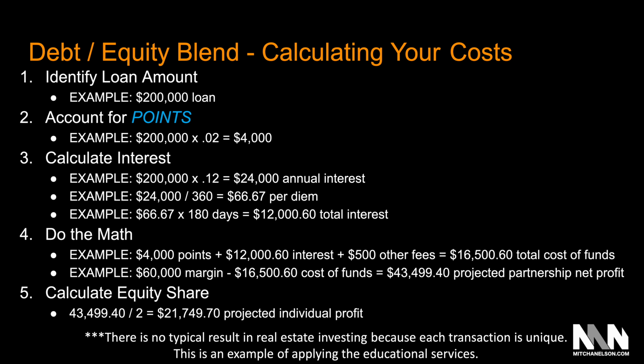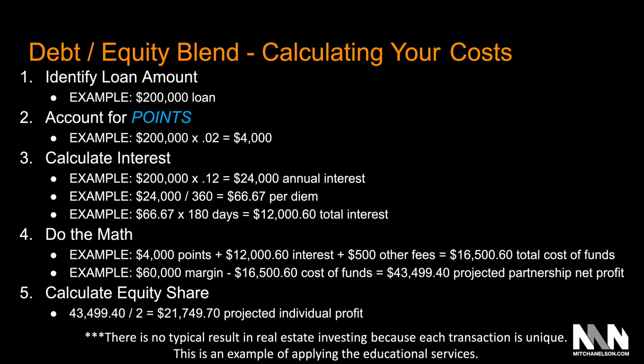$12,000.60. Now let's take those two things and let's combine them together. $4,000 worth of points plus $12,000.60 in interest plus $500 in other fees. Remember those hidden fees from hard money lenders. $16,500.60 is our total cost of funds.